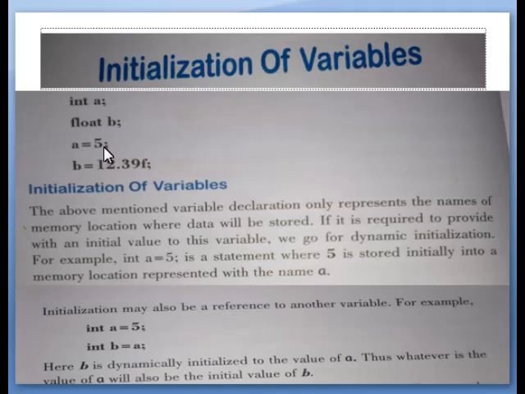5 is stored in the memory location a initially. Okay, then see this example, int a equal to 5, a value 5, then int b equal to a. Here b is dynamically initialized to the value of a. This is called dynamic initialization. A is equal to 5 and b is also having the same value of a. Thus, whatever is the value of a will be the initial value of b. So this is called dynamic initialization of a variable.